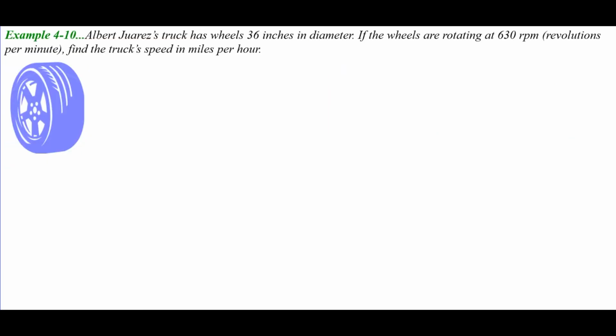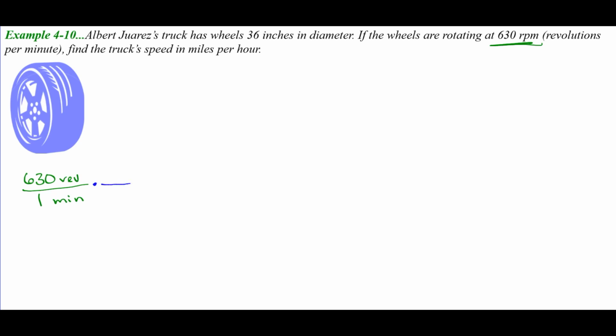All right, so looking at another example here, we have a truck that has wheels 36 inches in diameter. The wheels are rotating at 630 RPMs, which is rotations or revolutions per minute, and we want to find the truck speed in miles per hour. So remember, we always want to start with this, revolutions or rotations in 1 minute. So we've got 630 revolutions in 1 minute. So now we need to get to miles per hour.